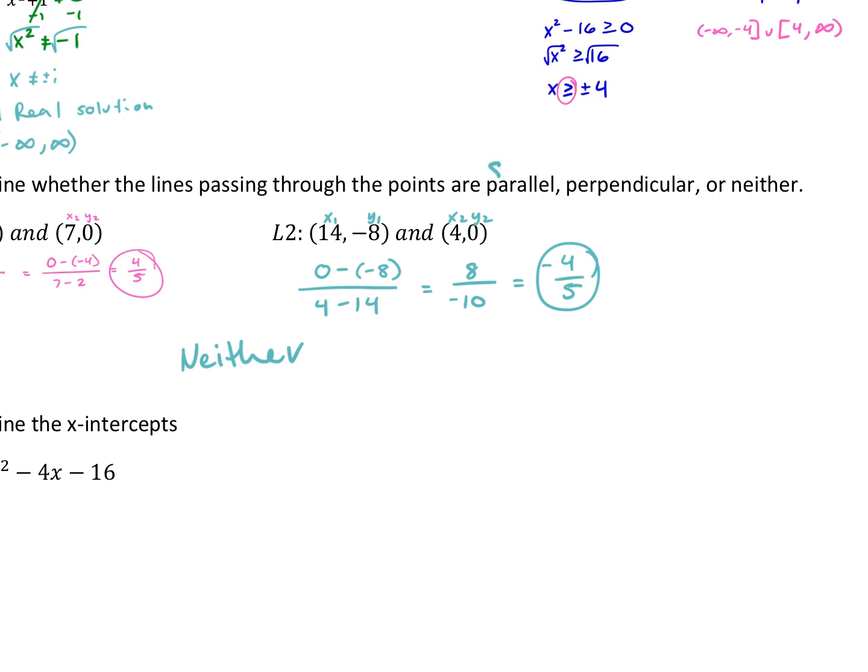In order to be parallel, they have to have the same slope. If they're perpendicular, they're going to have opposite reciprocal slopes. So it'll be the flip of the number and the signs are going to be opposite. And then if they're not the same and they're not opposite reciprocals, it would be neither. So this one almost tries to trick you because they're opposites, just not opposite reciprocals. So it would be neither.